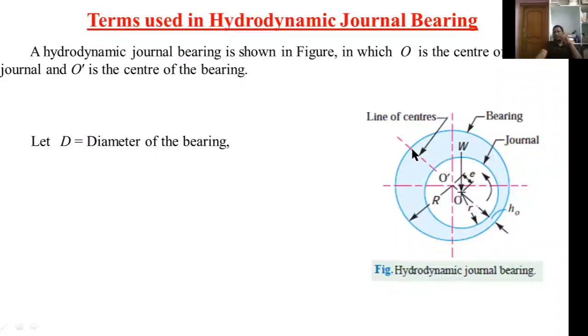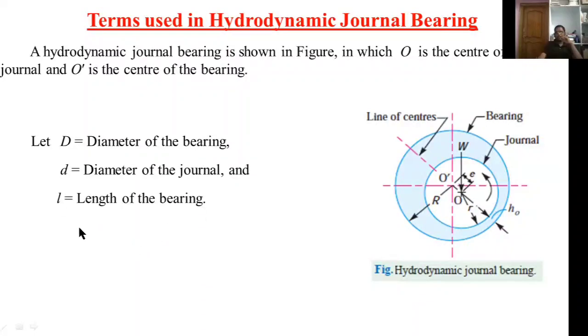So capital D is the outer diameter of the bearing, and capital R is the radius of the bearing. Small d is the diameter of the shaft, or diameter of the journal. Small r is the radius of the shaft, and L equals the length of the bearing.